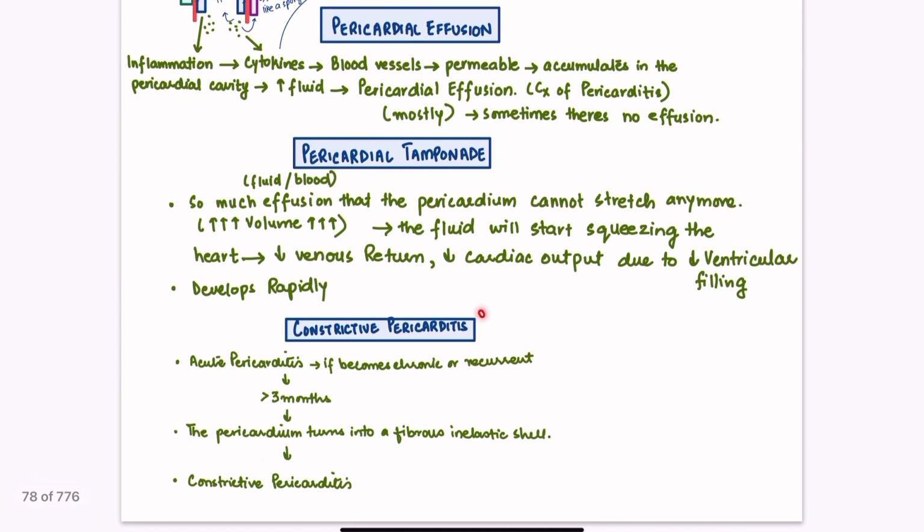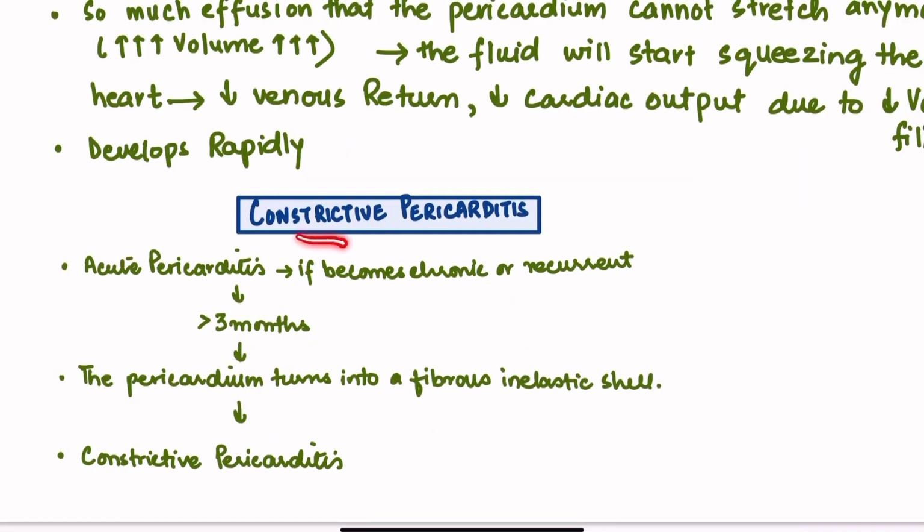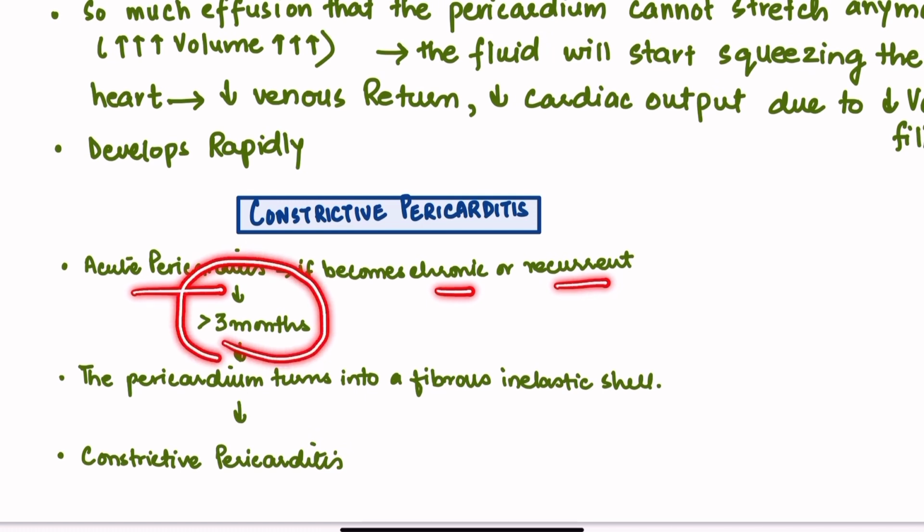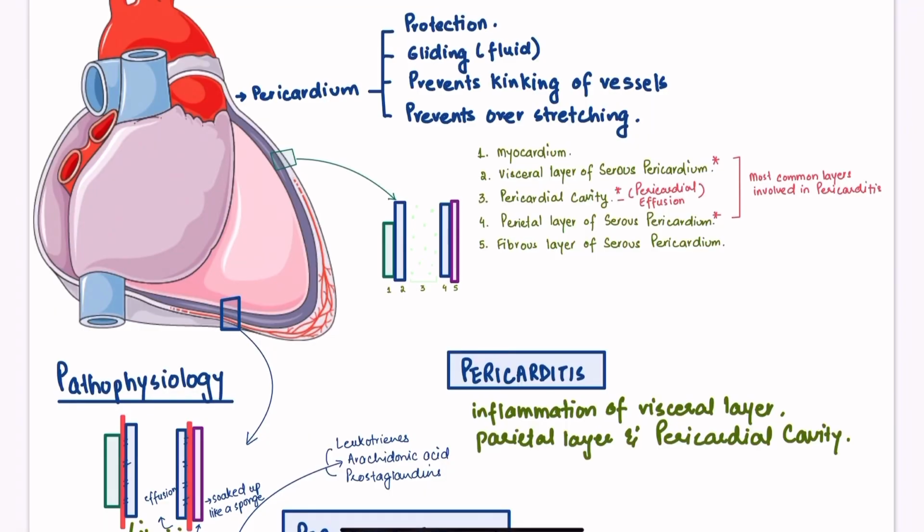Pericarditis has two types: constrictive pericarditis and pericardial tamponade. Constrictive pericarditis happens when acute pericarditis becomes chronic or recurrent, which means if it lasts more than 3 months, the pericardium turns into a fibrous inelastic shell. When this happens, the heart will not be able to stretch, and this pericardium will exert pressure onto the heart. This will lead to decreased cardiac output and in turn decreased blood flow to the rest of the body. And it can lead to a myriad of different kinds of complications.